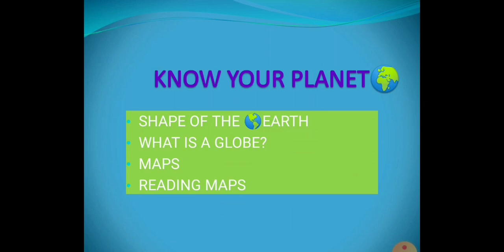Earth is a unique planet. It is the only planet in our solar system that has water and air. Earth has land masses and water bodies. The large land masses are called continents. The large water bodies are called oceans. So the first point, shape of the earth.